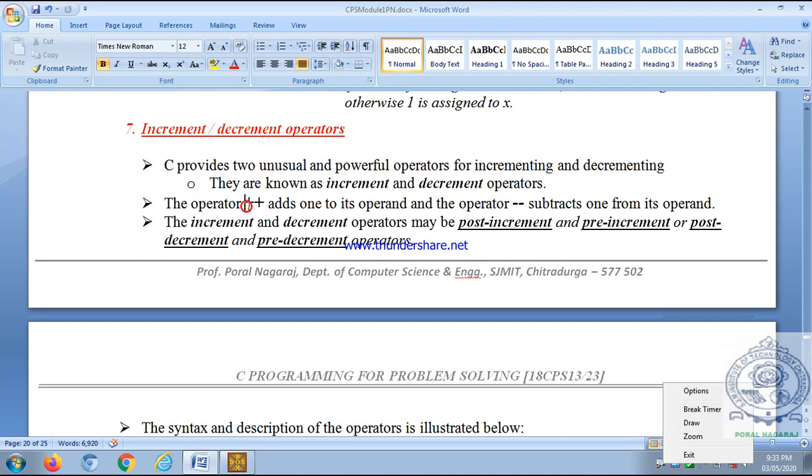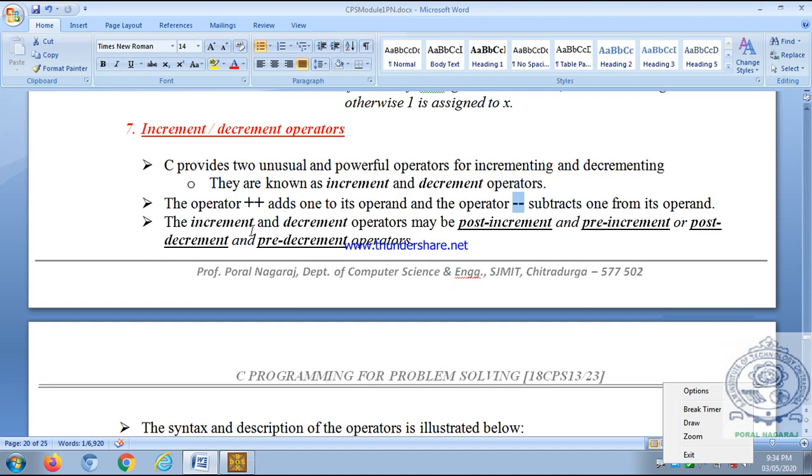We use plus plus, meaning 2 plus symbols, for the increment operator, and 2 minus symbols for the decrement operator. So plus plus means increment by 1, minus minus means decrement by 1, subtract 1 from its operand. Plus plus means add 1 to its operand.